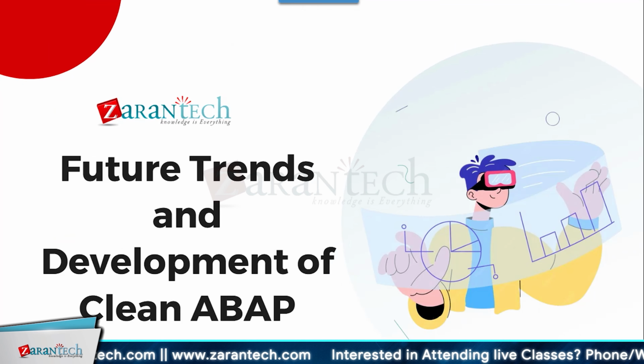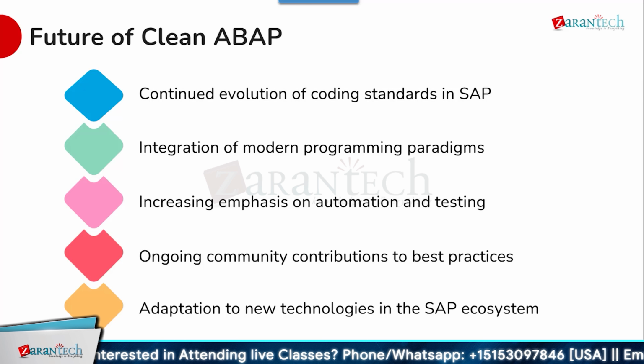Now lastly, let's discover the future trends and developments that will enhance code quality, maintainability, and performance in your ABAP projects. As SAP continues to evolve, the standards for Clean ABAP are also changing, integrating modern programming paradigms like object-oriented programming and functional programming. For example, the use of cleaner, more readable code not only enhances maintainability but also improves collaboration among developers.